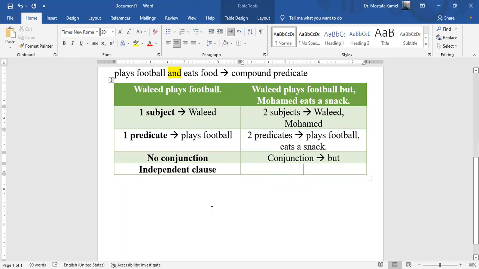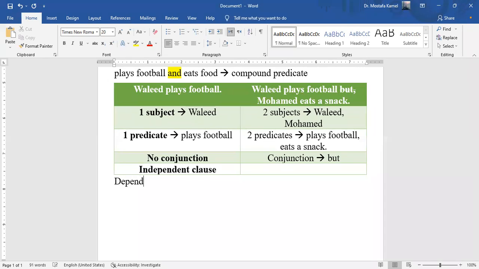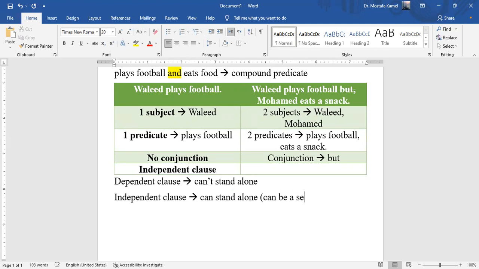What do you think? Dependent. The dependent clause can't stand alone. Independent clause can stand alone. It can be a sentence on its own.